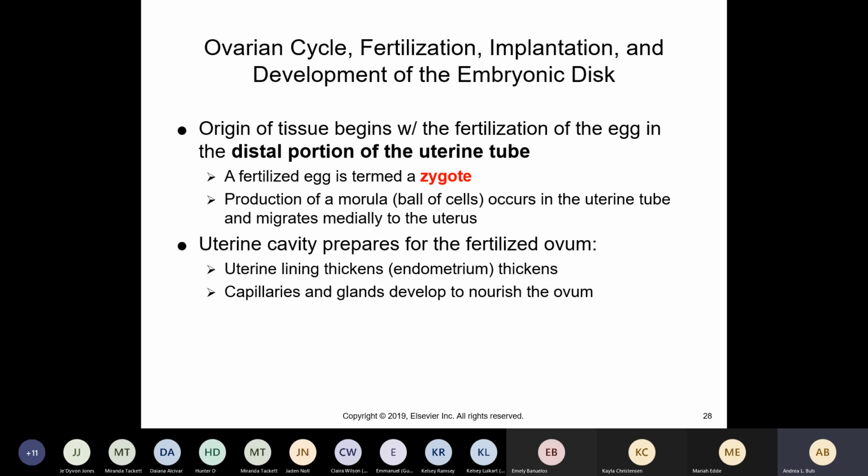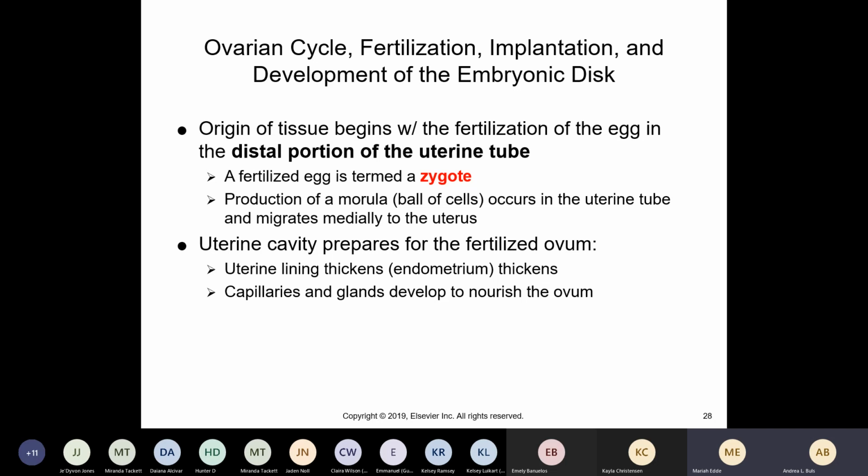And then I believe it's week 2 that we're now going to call it an embryo. So we've got this morula, and that occurs in the uterine tube and migrates medially towards that uterus. The uterine cavity prepares for that fertilized ovum by thickening, and that's the endometrium that thickens. And then the capillaries and glands will develop to nourish the ovum as it attaches to that endometrium.